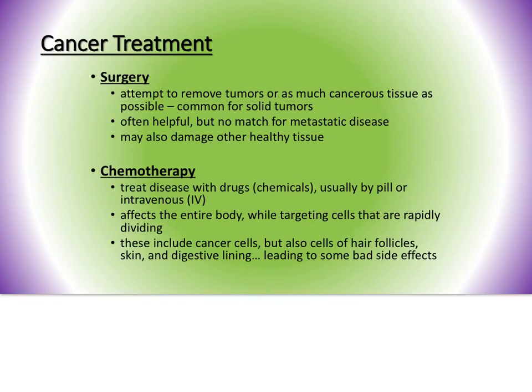Now, in terms of treatment, you're going to see lots of options out there too. Some treatments are better than others in terms of the options and the type of cancer you have, but you're going to see some recurring themes. So the first big one is surgery, right? Trying to cut out the tumor, remove the tumor, and remove that cancerous tissue. If you have a solid tumor, this is very effective.